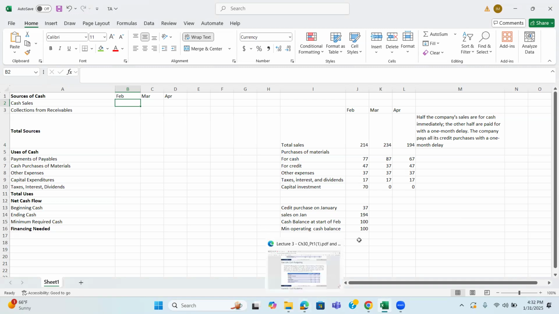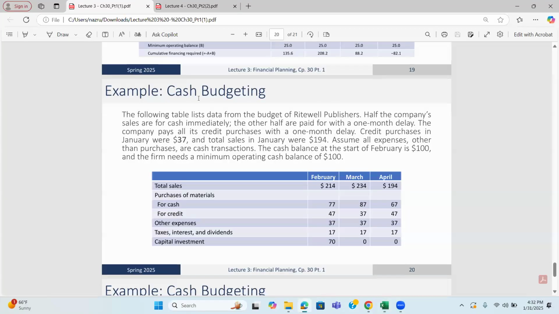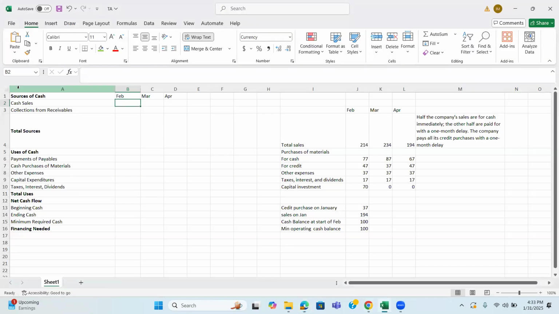In your question, you can see there is some information given for February, March, and April, and also some information for the month of January, for the items related to your cash expense and also for the sources of cash.